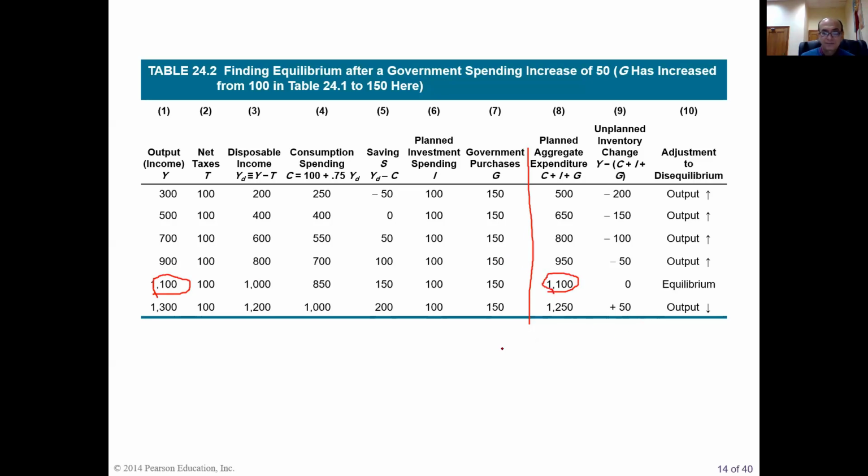If you remember, the old equilibrium point was 900. It was 900, I guess, yes. Meaning that the new equilibrium point right now is 1,100. The equilibrium income increased by 200. The income increased by 200 as a result of increasing the government expenditure by 50.